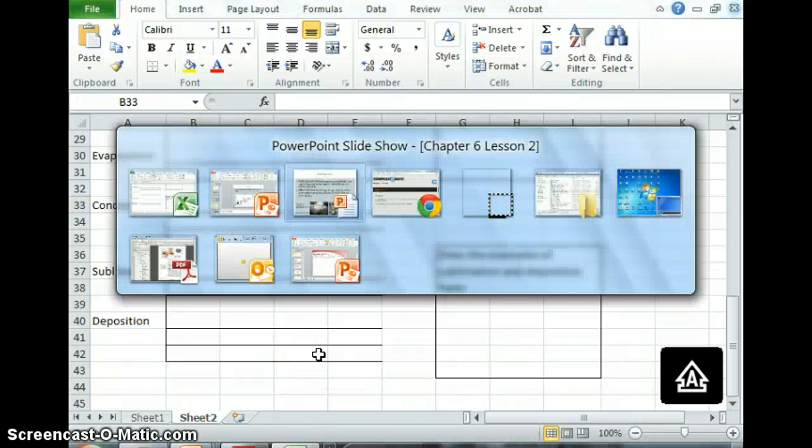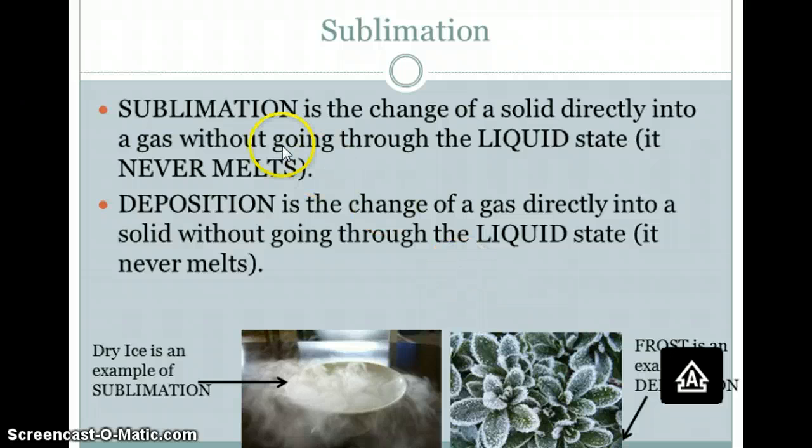sublimation and deposition, and these are two fairly interesting things that we have going here. Sublimation is a change of a solid directly into a gas without going through the liquid state. It never melts. So when something sublimates, it is in the solid state, and then it just automatically turns into a gas. There is no melting, there is no liquid state. Deposition is the opposite. So there's a gas that changes directly into a solid without going through the liquid state. It never melts. So in sublimation, you go from a solid directly to a gas. And in deposition, you go from a gas directly to a solid.